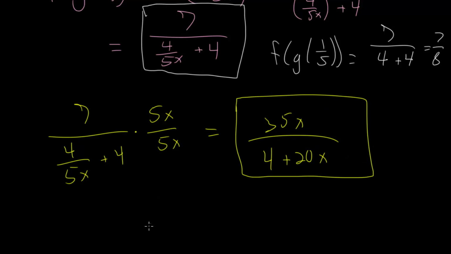But again, if you plug in 1/5 to this, let's set x equal to 1/5, we'll get back the same answer if we do this correctly. We get 35 times 1/5, that is 7. And 4 plus 20 times 1/5, 20 times 1/5 is 4, so we get 4 plus 4, which again is 7 over 8. So everything still makes sense, but rewriting it in this form just avoids having x in the denominator here.